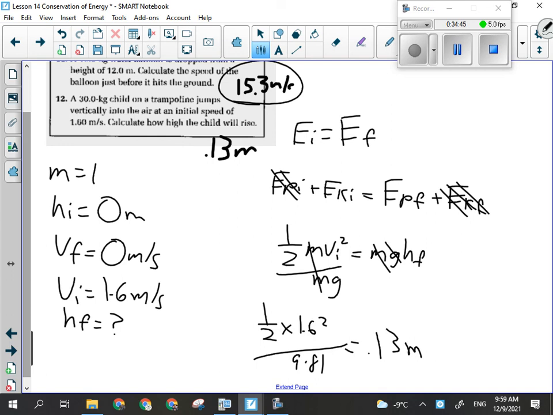It's a little kid. I'm not going to go very high. I mean, think about it. They left the trampoline at 1.6 meters per second. In 1 second, due to gravity, your speed changes by 9.81 meters per second. It means that you're not getting very far off the trampoline if you're only moving at 1.6 meters per second.